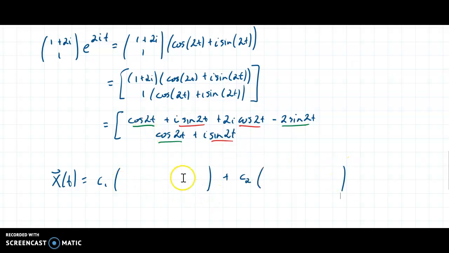And all the green ones go in here. So I get cosine of 2t minus 2 sine 2t, and then cosine 2t. And then in this one right here, I get the i pieces without the i's, right? So I get the imaginary components without the i's. So it gives me sine 2t plus 2 cosine 2t, and in the bottom, sine 2t.